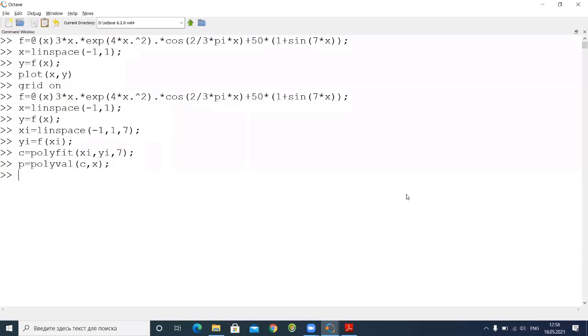Okay, and now plot the graph. Plot x y, the given function, in blue, for example, and the interpolating polynomial, x and P, in red, for example. You can give line widths, okay, without this one, just to be quick. And grid on, for example.